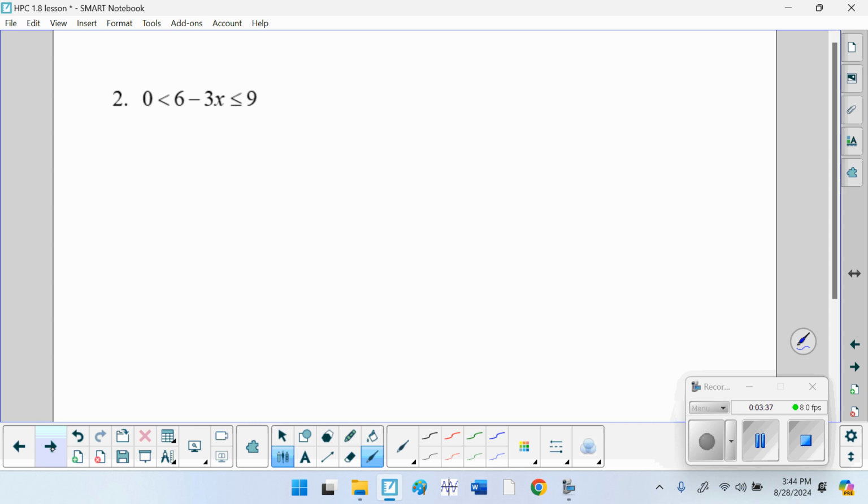Okay, here's another one. This is a compound inequality. I can leave it like that to solve it, but I'm going to save that for last. I'm going to take this apart. This is the intersection of 2 sets. And there are my 2 inequalities to solve. I'm going to solve the one on the left first.